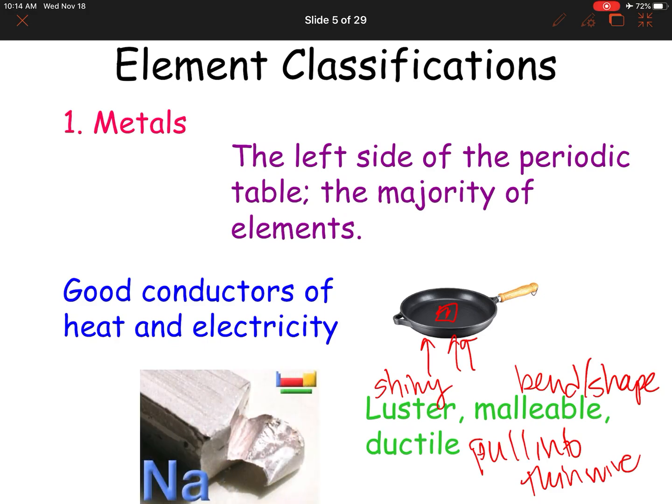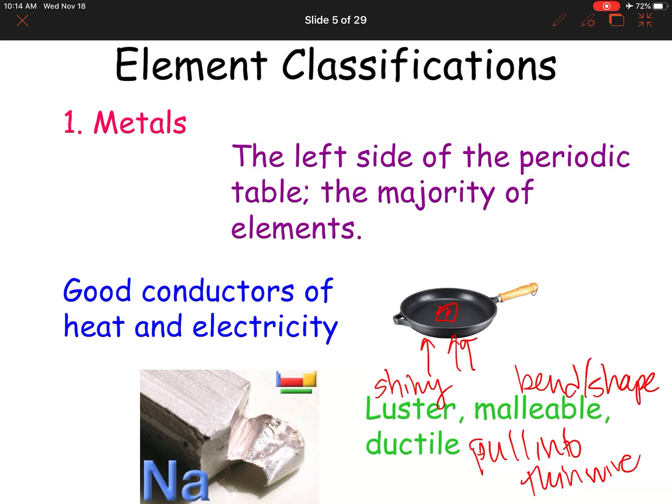Very messy, I apologize. So here's a picture of sodium metal. It's very malleable. It's like cream cheese. You can cut it with a butter knife. Very shiny. You could pull it into wire. We make copper wire. That's another metal. So most of the elements in the periodic table are metals.